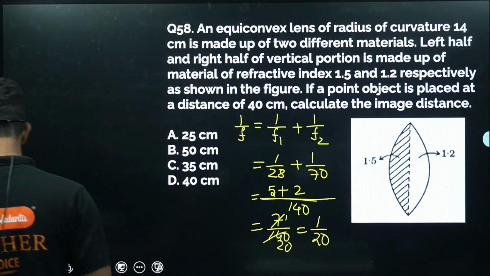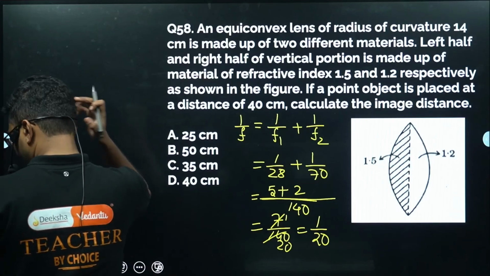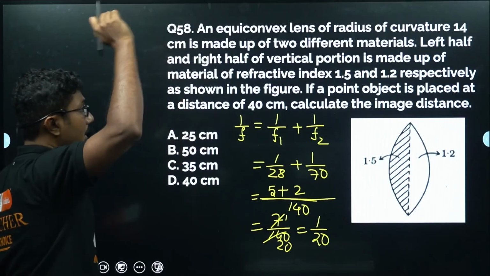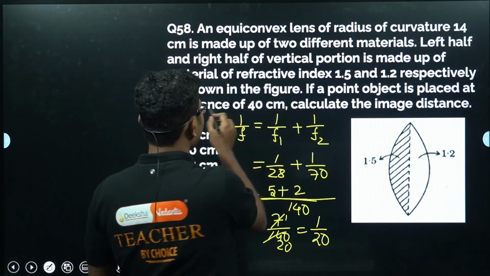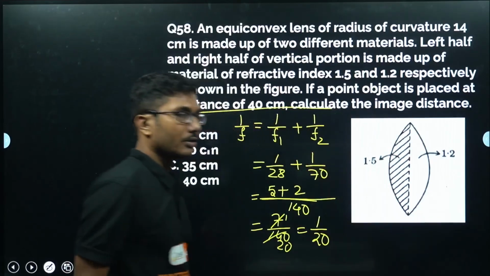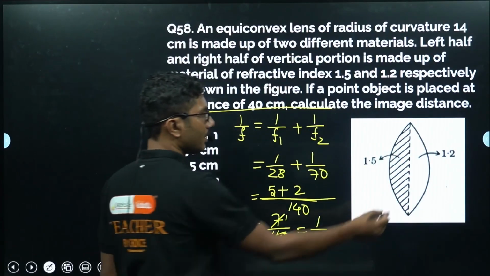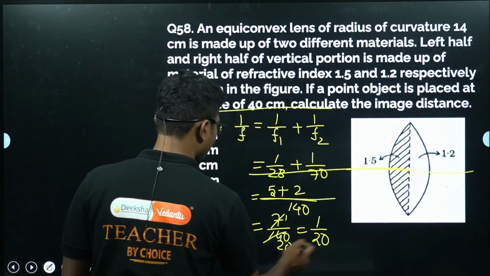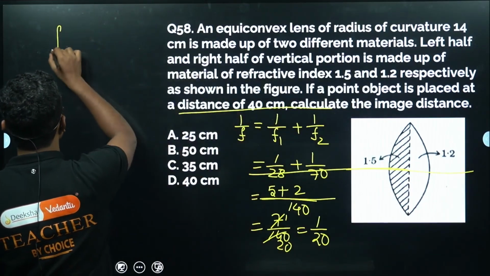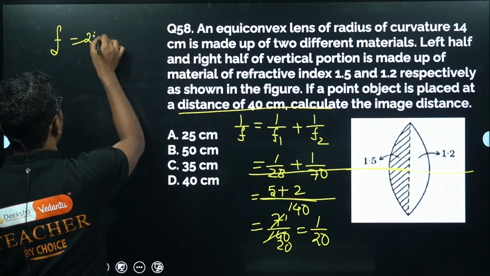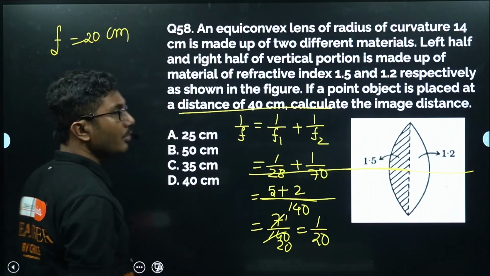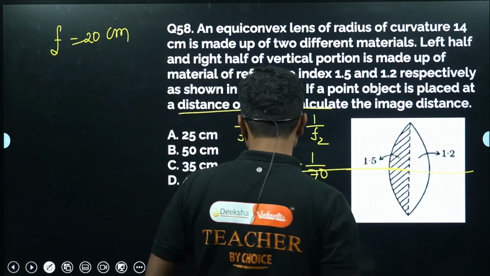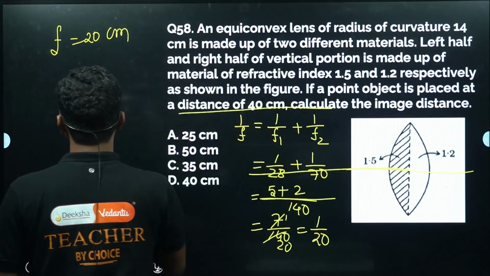So now you have to calculate the v. Now if you remember, the point is placed at a distance of 40 centimeter. For a lens, the distance 40 centimeter means what? What is the focal length? Final focal length is 20 centimeter, right? So the object is placed at which point? Object is placed at 2f.